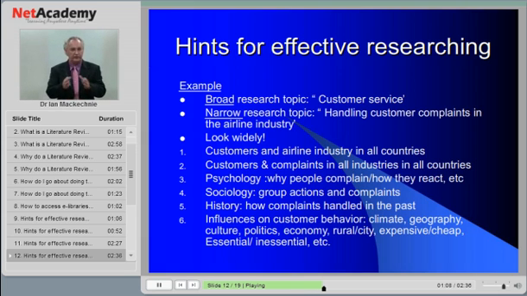So make sure that you widen your research beyond business research journals to other areas, such as psychology or maybe sociology, because complaining is often done in the context of a group. Often we complain about things because we feel that the group expects us to. So we need to look at the sociological aspects of customer complaints.